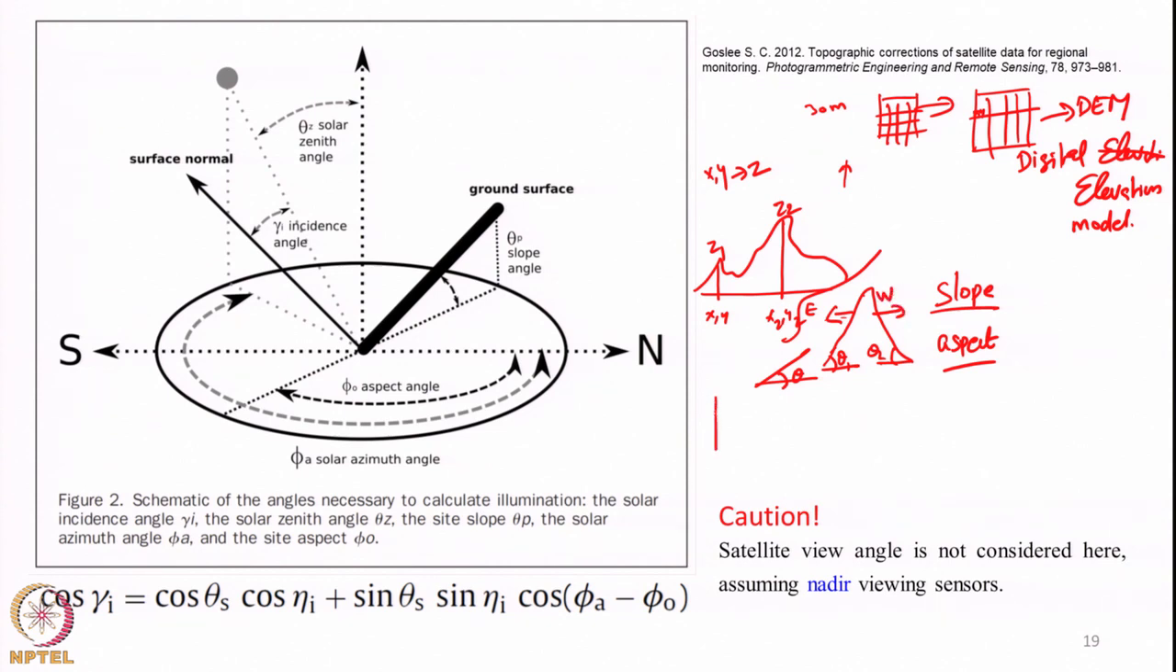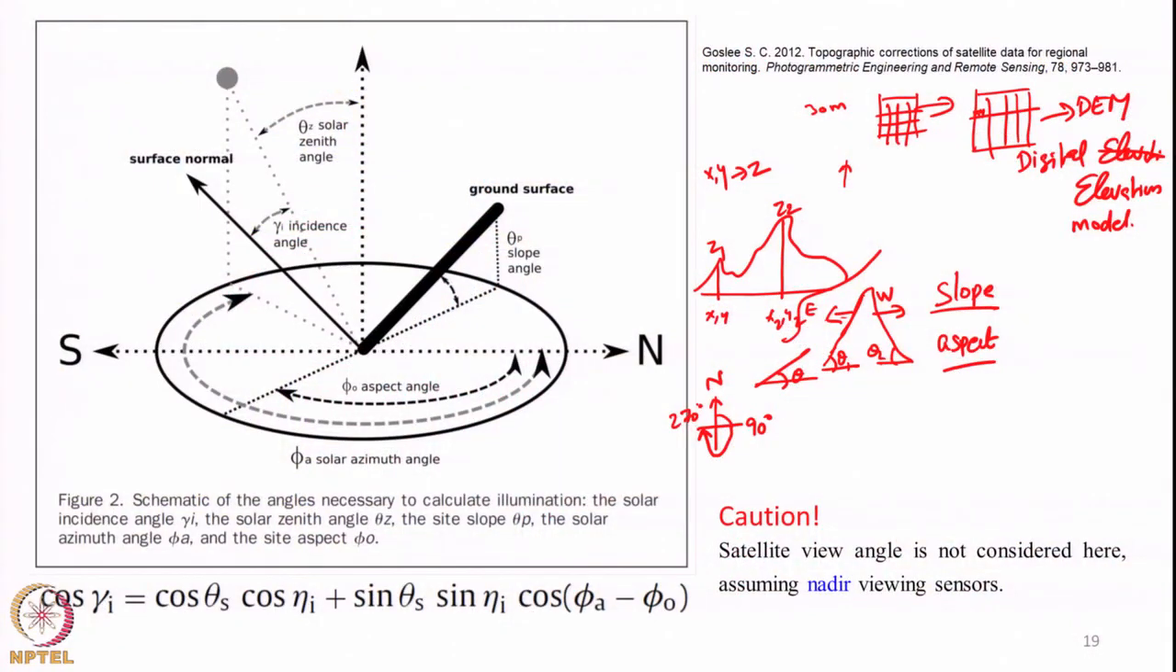Aspect we normally measure with respect to north, that is the convention we use. Let us assume this particular side is exactly facing east. Then the aspect from north is 90 degrees, and for this particular side it will be, clockwise, 270 degrees. So aspect is the angle that tells in which direction the slope is oriented with respect to north. We measure it in a clockwise direction from north.